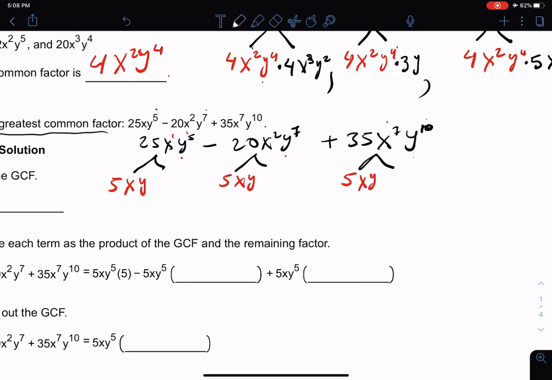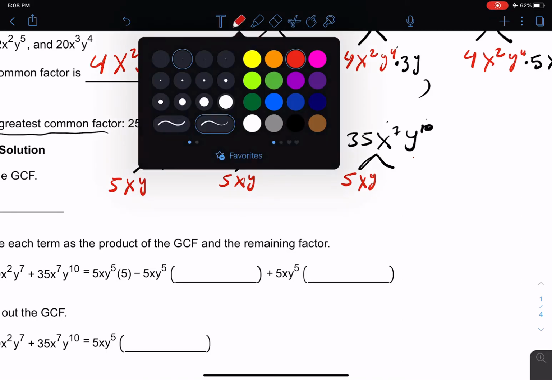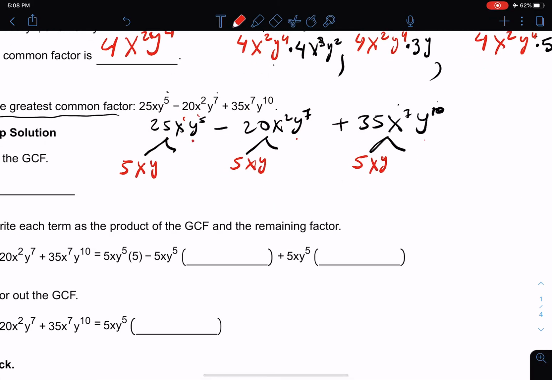What's the most I can take out with y? Well, we've got y to the fifth here, y to the seventh, and y to the 10th. So the most I could take out of each is y to the fifth. You understand what I'm saying? This particular one only has a y to the fifth. So y to the fifth means y times y times y times y times y, 5 y's being multiplied. So you certainly couldn't take out 7 of them. They're not there. That's why the lowest power is the most you could take out of all of them.